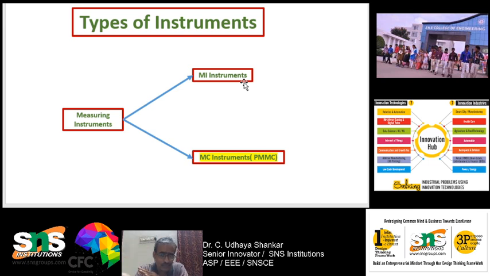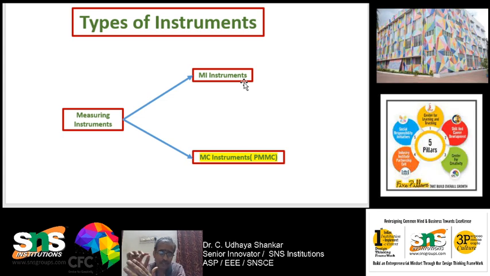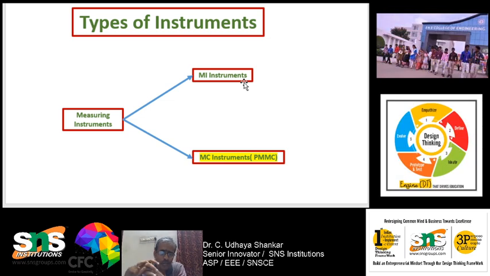Today's topic is about MC instruments. What is MC? Moving coil. A coil is there, and that coil moves according to the magnitude of current. If the magnitude of current is very high, the coil deflects a lot, and the pointer attached to the coil also deflects high. If the coil is energized with less current, the deflection will be less, and the pointer will move to a very low value, indicating a low magnitude. This is called the MC instrument, that is, moving coil.